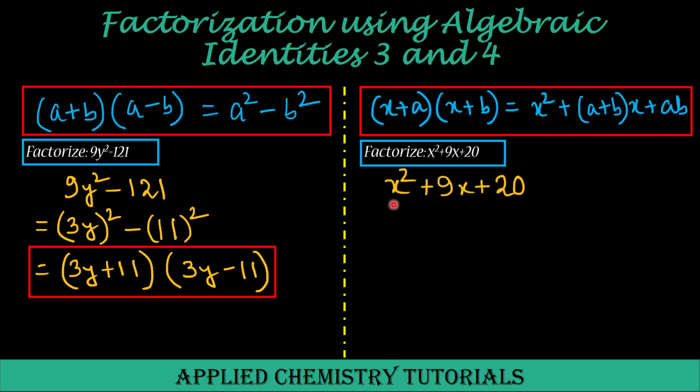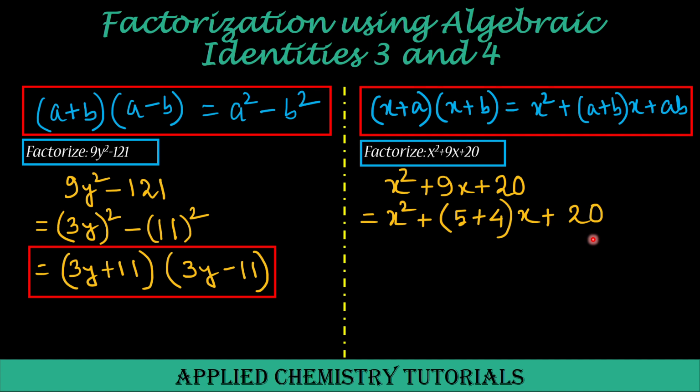So from the problem statement we have x square plus 9x plus 20, and we can split 9 into 5 plus 4, so that 5 multiplied by 4 equals 20, and here 1 multiplied by 20 also equals 20. So it matches the criteria. We get x square plus (5 plus 4) multiplied by x plus 20, where a equals 5 and b equals 4, and ab equals 5 multiplied by 4, or 20.